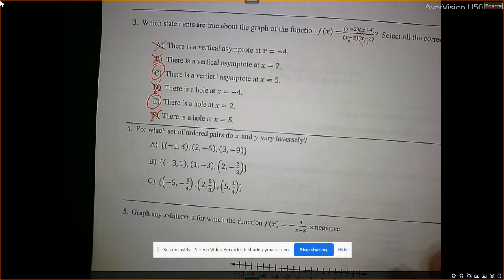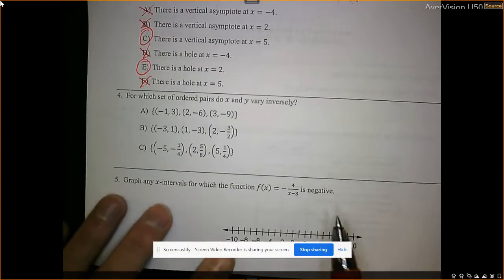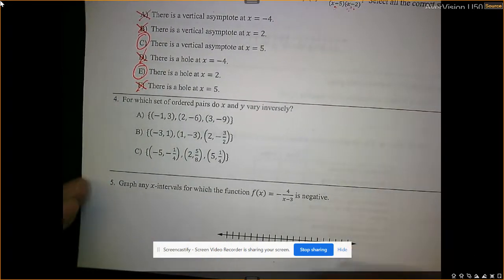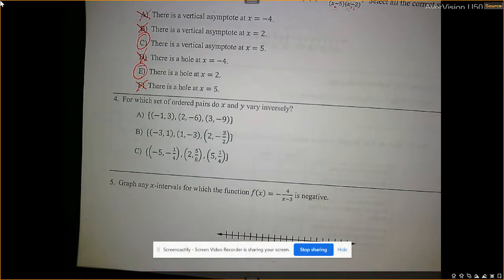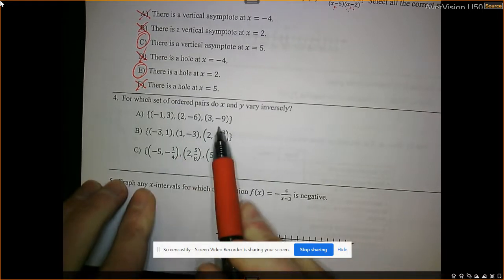So again, if you haven't been following the rules where you should be trying this on your own, go ahead, pause, try A, B, and C, see which ones vary inversely, and you can just do it by multiplying your x times your y and seeing if you get the same thing for all three ordered pairs.